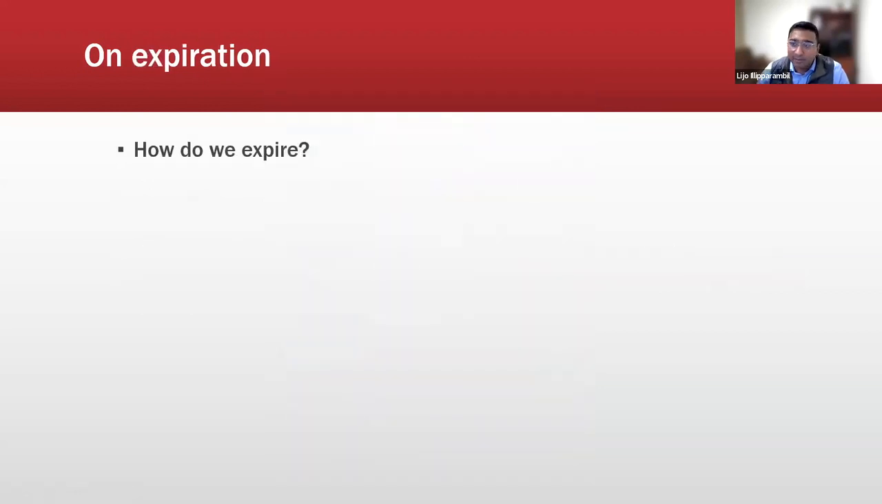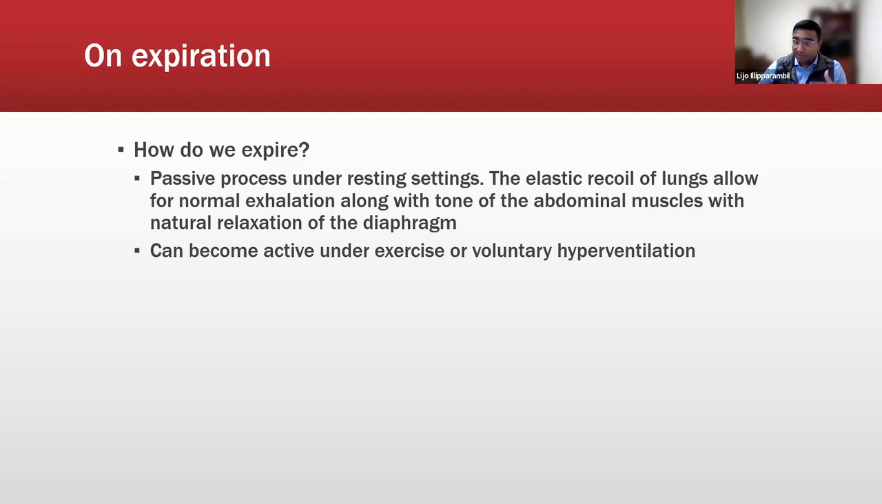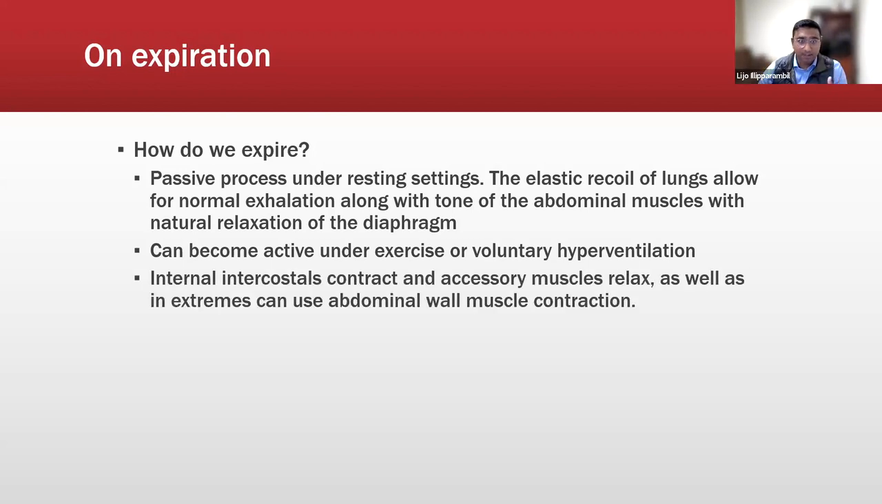Well, how do we expire then? Inspiration is an active process. You need your diaphragm to contract, or if you need it, you can use your accessory muscles. Expiration is usually a passive process, especially under resting settings, right? The elastic recoil of the lungs really just allows the lungs to contract and force air out. The tone of the abdominal muscles also helps because this allows natural relaxation of the diaphragm. Now, it can be active under exercise or voluntary hyperventilation. You have internal intercostal muscles that contract, and that actually causes air to be forced out. And then you have accessory muscles that relax.